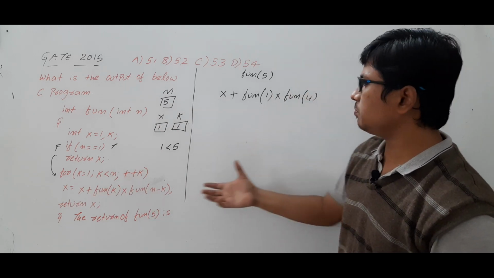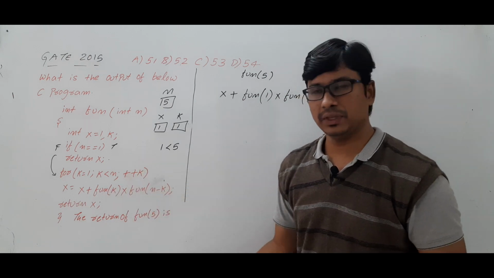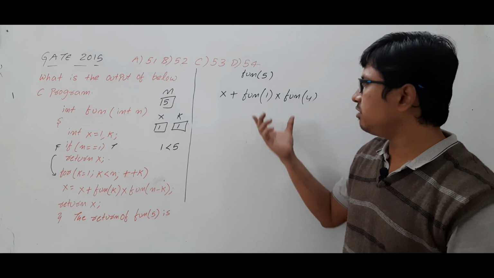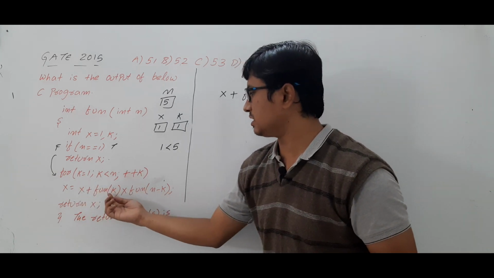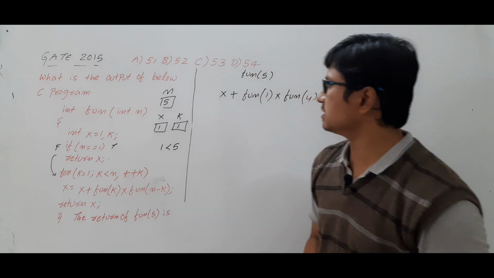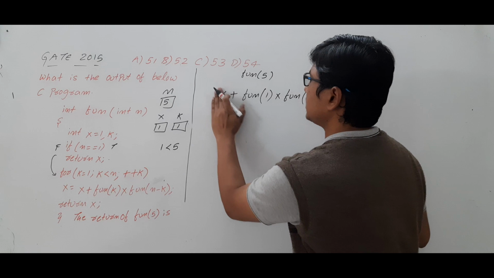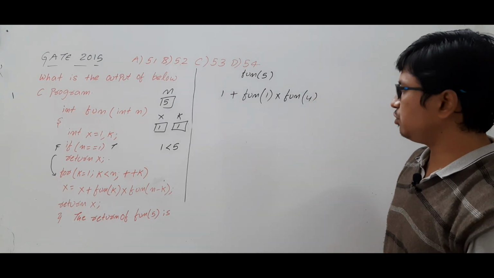But before that, let me check what the entire for loop will give you. Then we will execute this fun1, fun4, then we will get the value and we can substitute in this equation. So you got x is equal to x plus fun k into fun n minus k. What is the x value? The x value they have assigned is 1. So it is nothing but 1 plus fun 1 into fun 4.